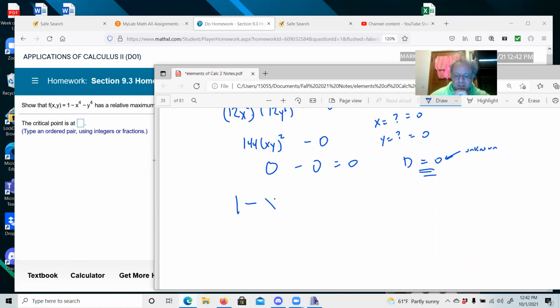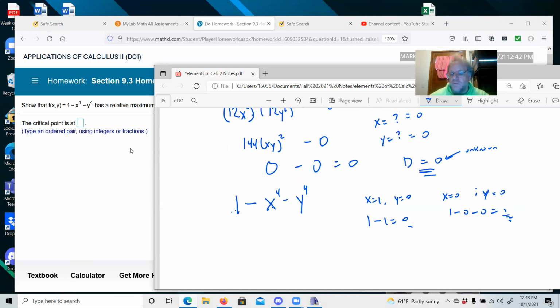We have 1 minus x to the 4th minus y to the 4th. If I plug anything in for x or y, these are going to be positive, so 1 minus that value is going to be a smaller number. Pick any number you want. We could say x equals 1, y equals 0: 1 minus 1 equals 0. Notice if we picked x equals 0 and y equals 0, our critical point, we have 1 minus 0 minus 0, which is 1. This number is bigger than 0.